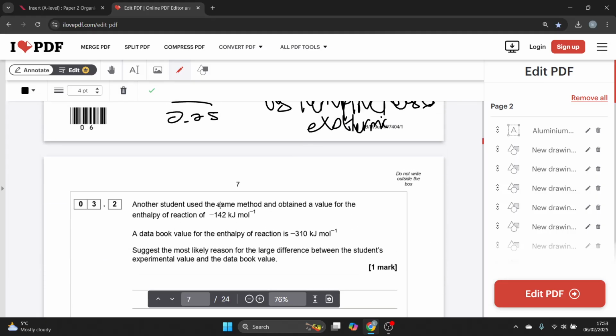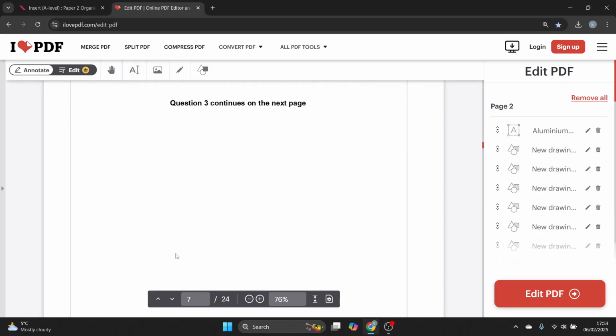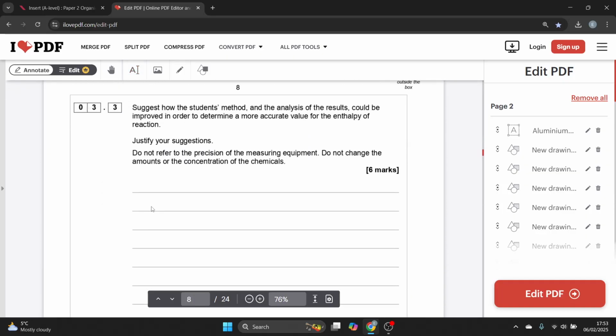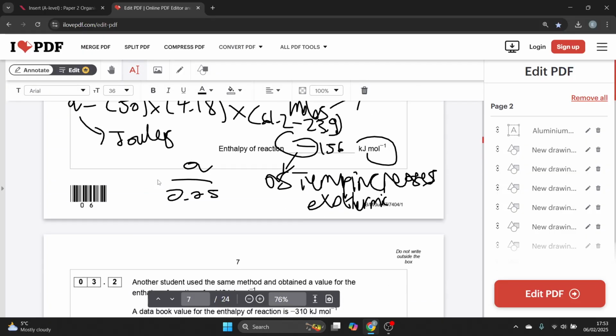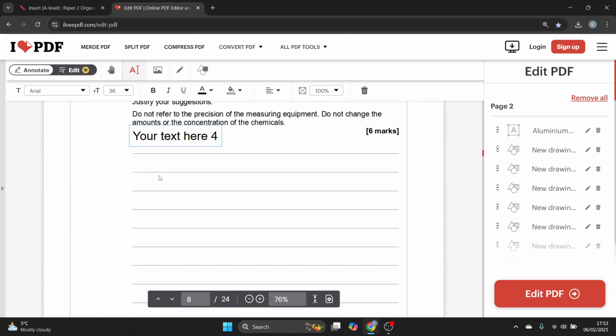Question 3.2 suggests the most likely reason for the large difference between each student's experimental value and the data book value. Heat loss should be fine. Heat loss. Then it suggests how the student's method could be improved to determine a more accurate value for the enthalpy of reaction. Okay, so first things first: it tells me do not refer to the precision of the measuring equipment, do not change your equipment.